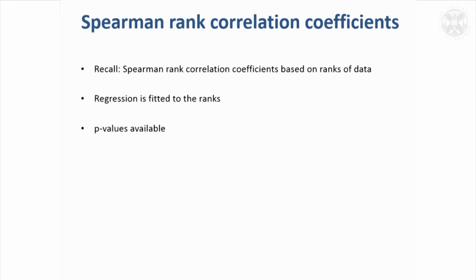So I'll go on to think about Spearman rank correlation coefficients. If we recall, they were based on the ranks of the data, and in fact all that happens in regression is that the regression analysis is fitted to the ranks of the data rather than the exact values. This allows us to get p-values to test whether our Spearman rank correlation coefficient was significant, just as with the ordinary correlation coefficient. So whether we're basing it on ranks for non-parametric data or on the actual data themselves for normally distributed data, we can still get out a p-value to test whether there's a significant correlation between two measurements.